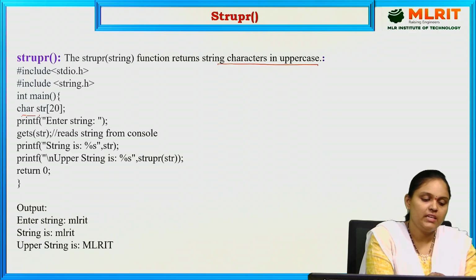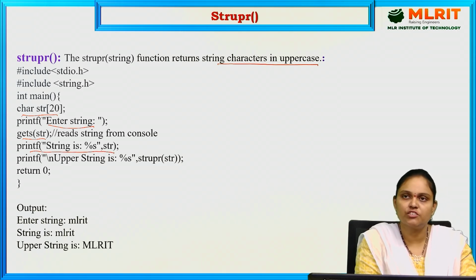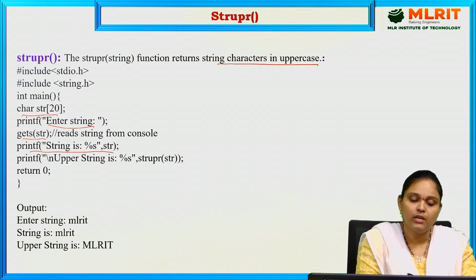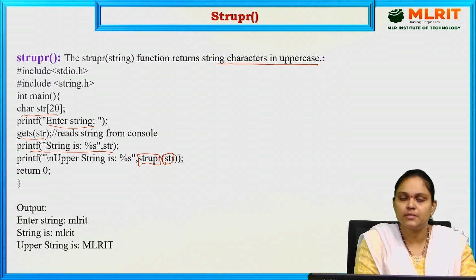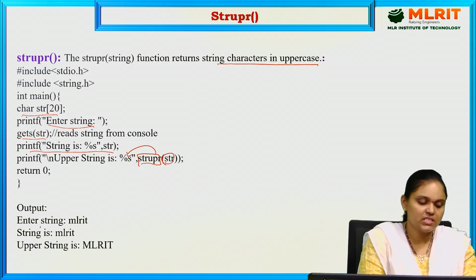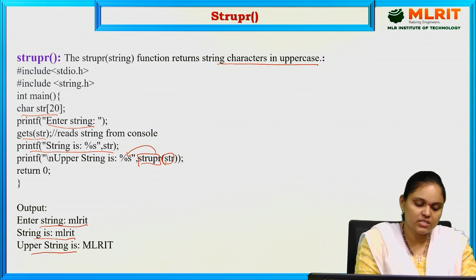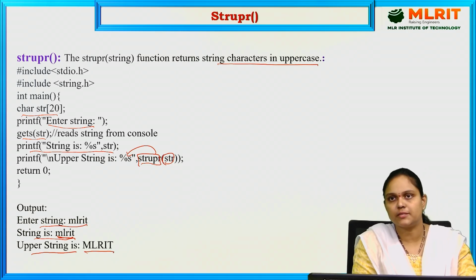So we have declared a string, and next we are asking to enter a string. By using this getAs function, we are reading this string, and by using the printf function we are printing that particular string whatever we have given. And by using the string upper function, strupr, whatever characters we have given in the string name str are converted into uppercase, and that will be displayed in the control string format specifier. So coming to the test cases, enter string mlrit. The string we have given is mlrit, and the upper string is the same mlrit, which was given in lowercase, converted into uppercase.